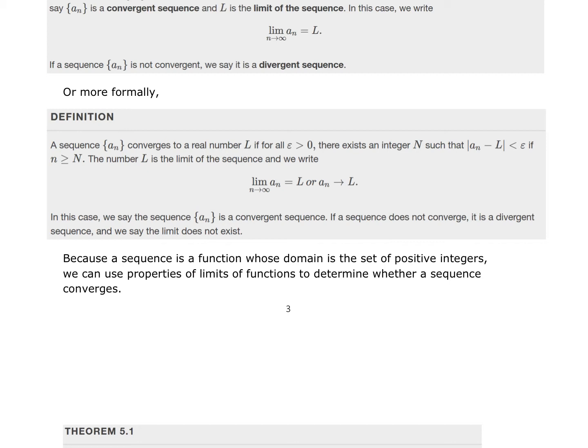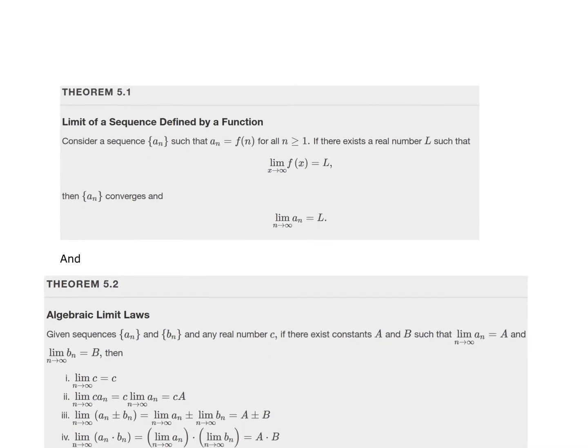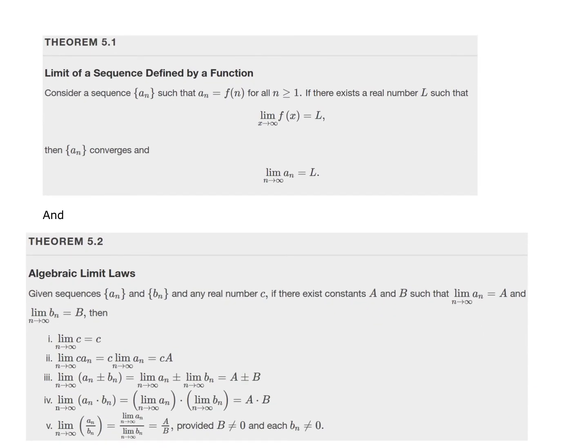Because a sequence is a function whose domain is the set of positive integers, we can use the properties of limits to determine whether a sequence converges or not. So here are our first theorems. If a sub n is equal to some function f of n for n greater than or equal to 1, and the limit as x approaches infinity of my function is equal to L, then the sequence converges. In other words, the limit as n approaches infinity of a sub n is equal to L. Otherwise, it diverges.